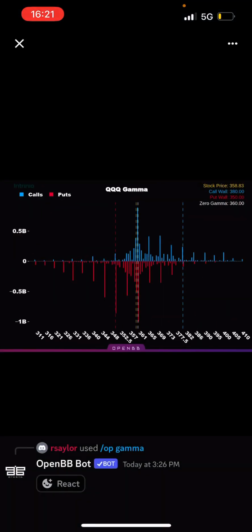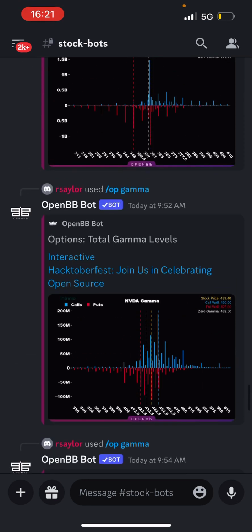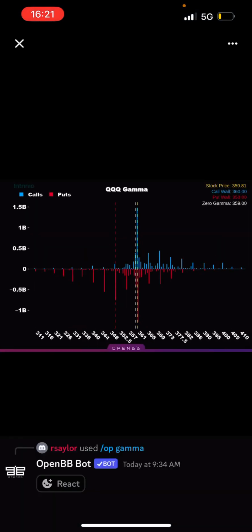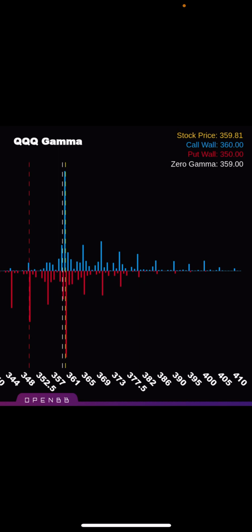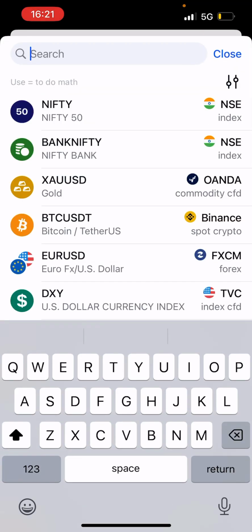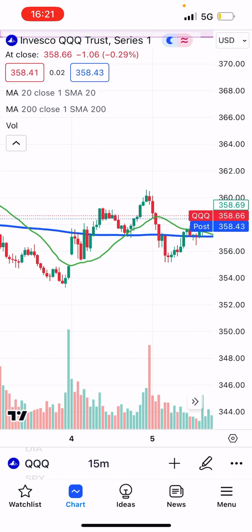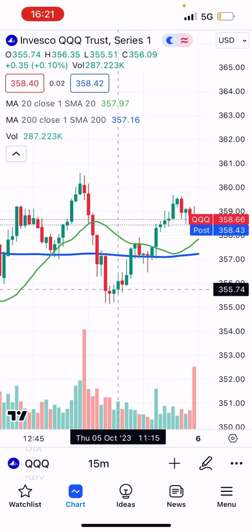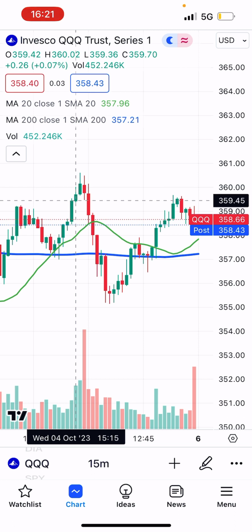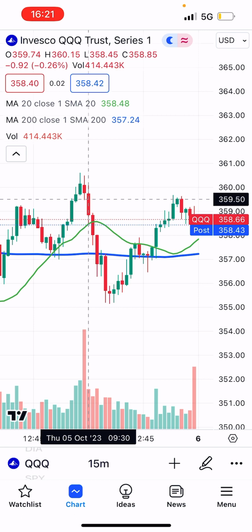And then Triple Q, I wanted to go over this one just as an extra example. I posted Triple Q this morning. So you can see 359 was the zero gamma level there. Put wall was 350. And Ketz did post about a big gamma level at 355, which we did hit. You can see early this morning, I posted that it broke, and to watch 359. We broke below 359 right here.